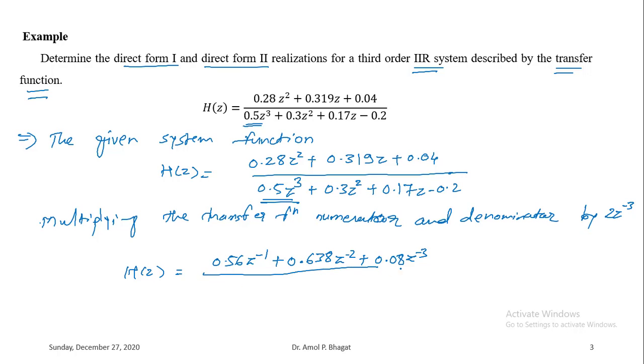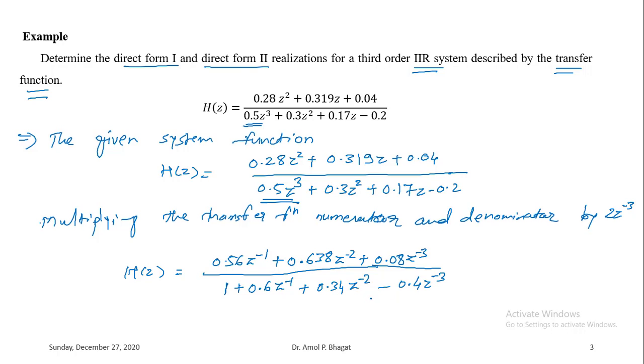Then in the denominator as well, we will be multiplying it with 2 raised to 2 into z to the power minus 3. So 0.5 z cube into 2 z to the power minus 3 will be 1 simply, right? Plus 0.3 multiplied by 2 will be 0.6. Z square multiplied by z to the power minus 3 will be z inverse, right? Plus 0.17 multiplied by 2, 0.34. Z into z to the power minus 3 will be z to the power minus 2. Here it will be 0.4 z to the power minus 3.